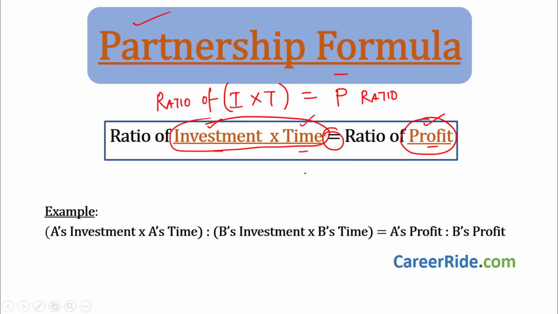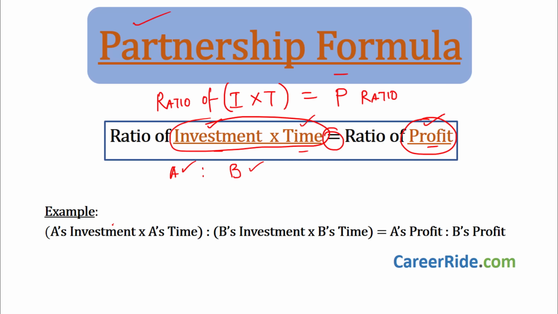Before that, let's take an example. Suppose there are 2 people, A and B. A invests some amount of money in a bank for some time period. B also invests some amount of money into the bank for some time period. Both the time periods are different, and the amounts invested are different. So how to calculate the ratio of profit of A and profit of B?